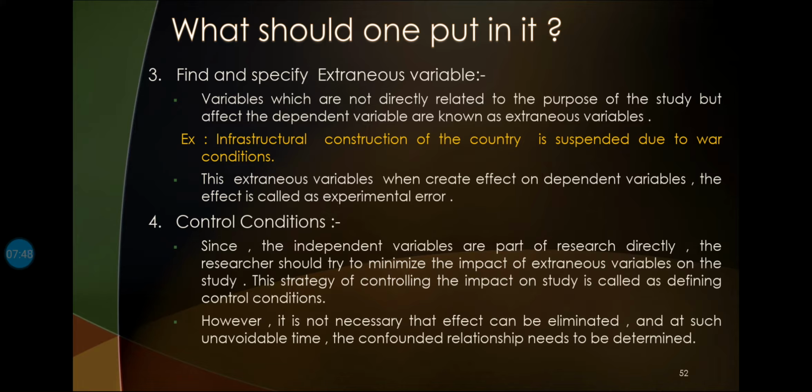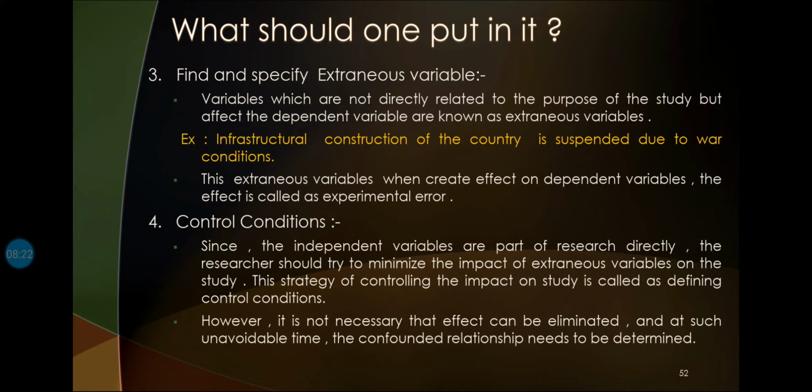Control condition. Since the independent variables are part of research directly, the researcher should try to minimize the impact of extraneous variable on the study. Whenever you want to do your research work, you should try to reduce the impact of extraneous variables. This strategy of controlling the impact of extraneous variables is called as control conditions.